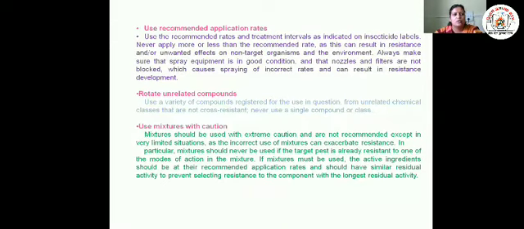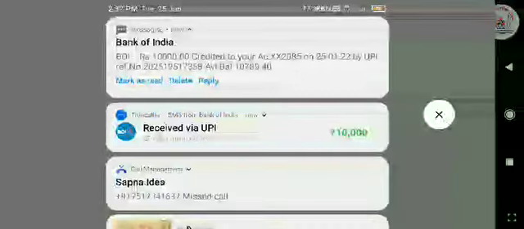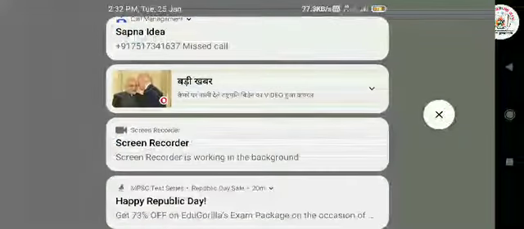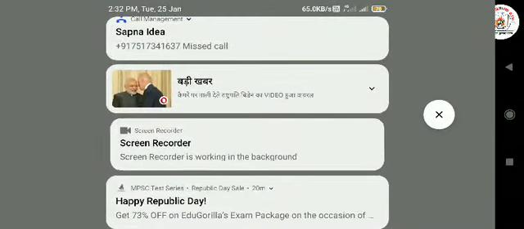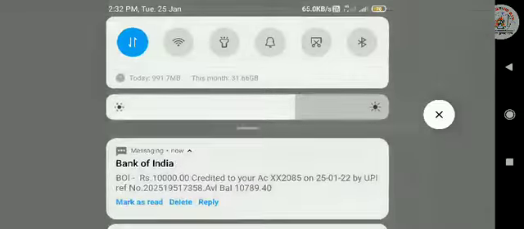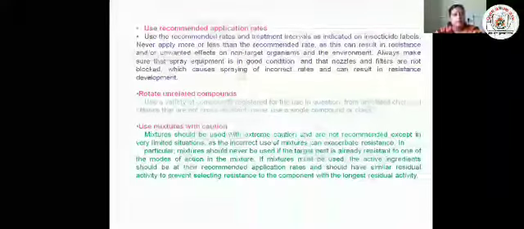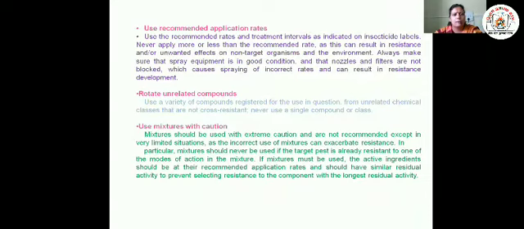Always make sure that the spray equipment is in good condition and the nozzle filters are not blocked, which causes spraying at incorrect rates. Then rotate unrelated compounds. Use a variety of registered compounds in sequence from unrelated chemical classes that are not cross-resistant. Never use a single compound or class.